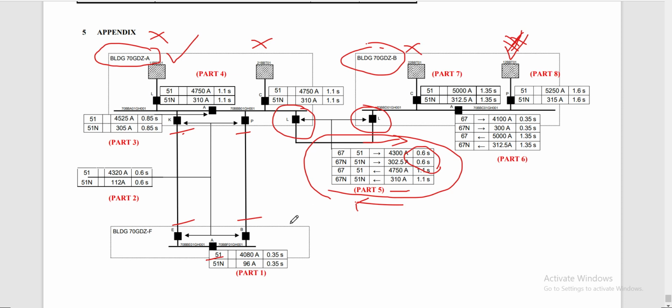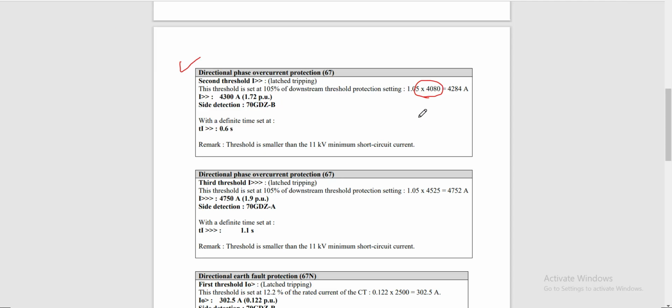So we are considering this 4080 ampere for our second threshold. This has been calculated based on our first video, which is part 1 of 8 videos. So that is our second threshold.